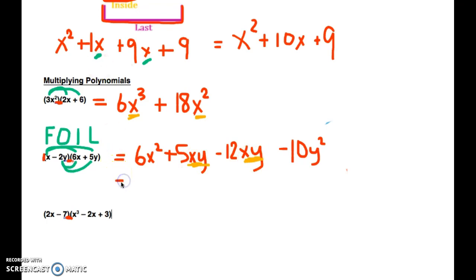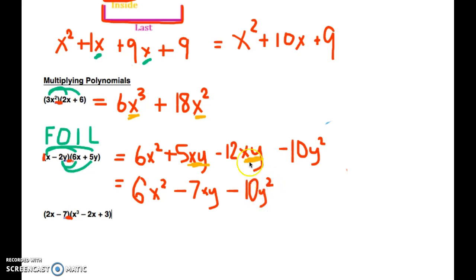So I have my 6x squared first. That's the highest degree, or one of the highest degrees here. 6x squared. Positive 5xy, take away 7xy. Think of it like 5 apples, take away 12 apples is negative 7 apples. You keep the same last name. And then I have my last term here, 10y squared.